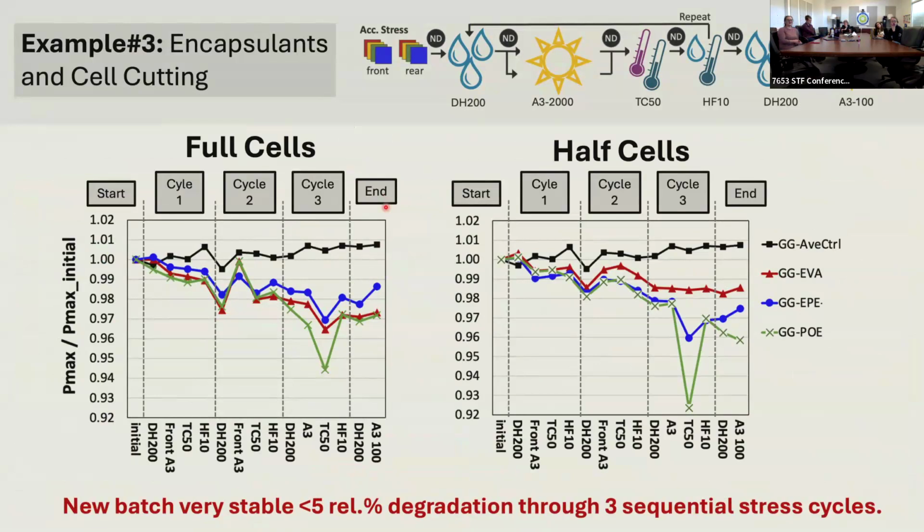If you're really picking apart these tiny numbers, the PUE and EPE ones have more degradation for the half cells, and the EVA one has more degradation for the full cells. So I think we don't have a clear trend that's only associated with half and full cells, and so it's hard to say what the difference here would be.